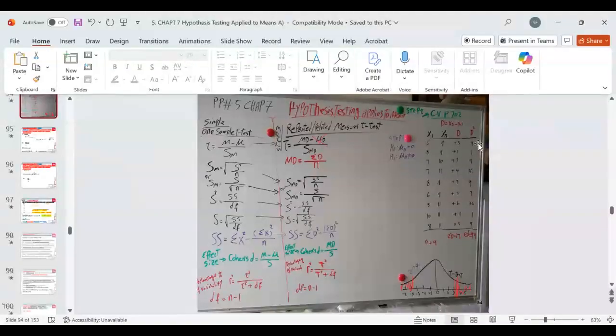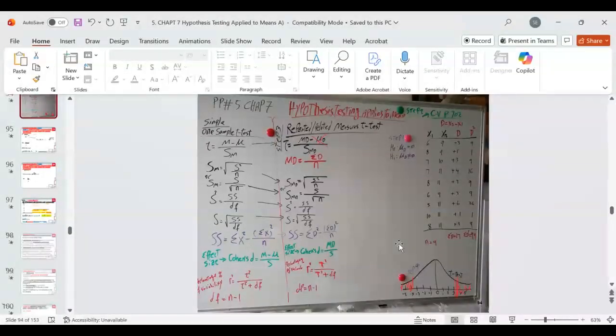We also need to have a D square. Those are the columns that we're going to be using. So you simply square the D. Squaring 3 gives 9, 1 gives 1, 3 gives 9, 4 gives 16. At the bottom of those columns, the sum of D will be 27, and the sum of D square will be 99. We need those two because we need to calculate the SS by using D and D square.